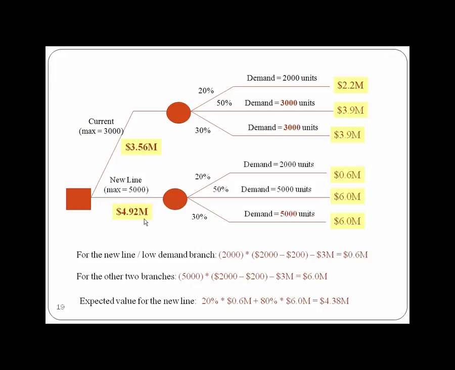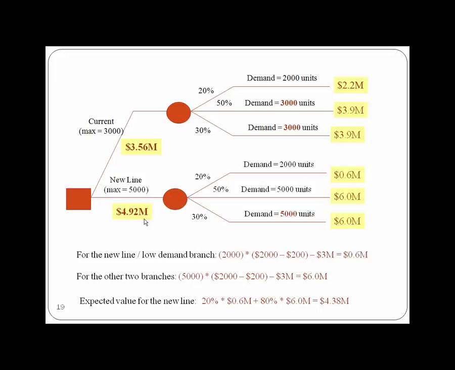And that may be the thing that sways our decision process. On the other hand, if you look at the current capacity option, it seems to be a little bit less risky because the financial outcome is anywhere from 2.2 million to 3.9 million. In the case of the new line, it's anywhere from 0.6 million to 6 million. So not only do we have to look at the expected value itself, but the range of possible outcomes to evaluate what the risk is here.